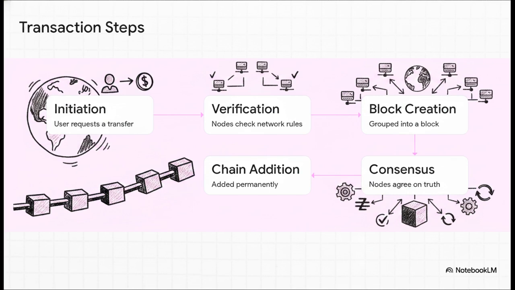Step 4 is consensus, where all those nodes agree on this single version of the truth using a specific consensus mechanism. And finally, Step 5, chain addition. The block is permanently, irrevocably locked onto the distributed ledger. It is, honestly, a masterpiece of distributed, verifiable trust.